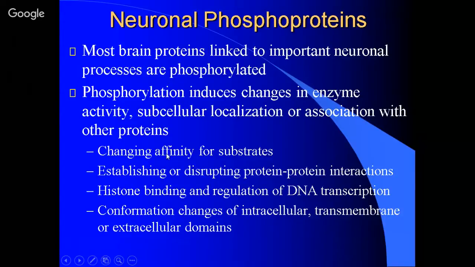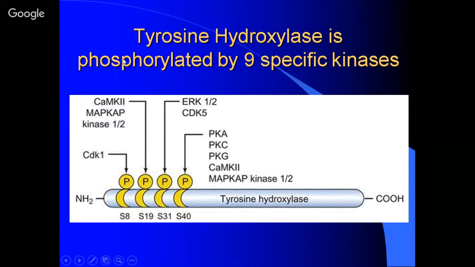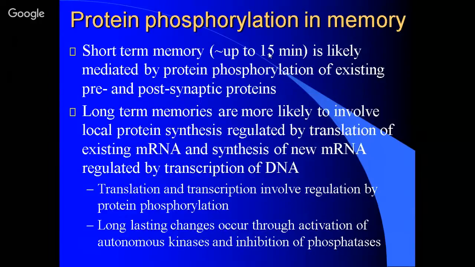These are just examples of what you do with neuronal phosphorylation. You can change the substrate affinity. You can change protein-protein interaction. We talked about opening histones and leading to transcription, bringing them to the plasma membrane, making them go away from the plasma membrane, putting them in subcellular organelles, whatever you want to do. Look at this. Tyrosine hydroxylase, I think this is your first pharmacology lecture, is on dopamine, catecholamines, synthesized by tyrosine hydroxylase. The enzyme tyrosine hydroxylase is phosphorylated by 9 different kinases. Think about the regulation involved here. 9 different kinase systems to regulate this single enzyme. This is the level of complexity that we're talking about and the degree of specificity that the central nervous system is capable of.